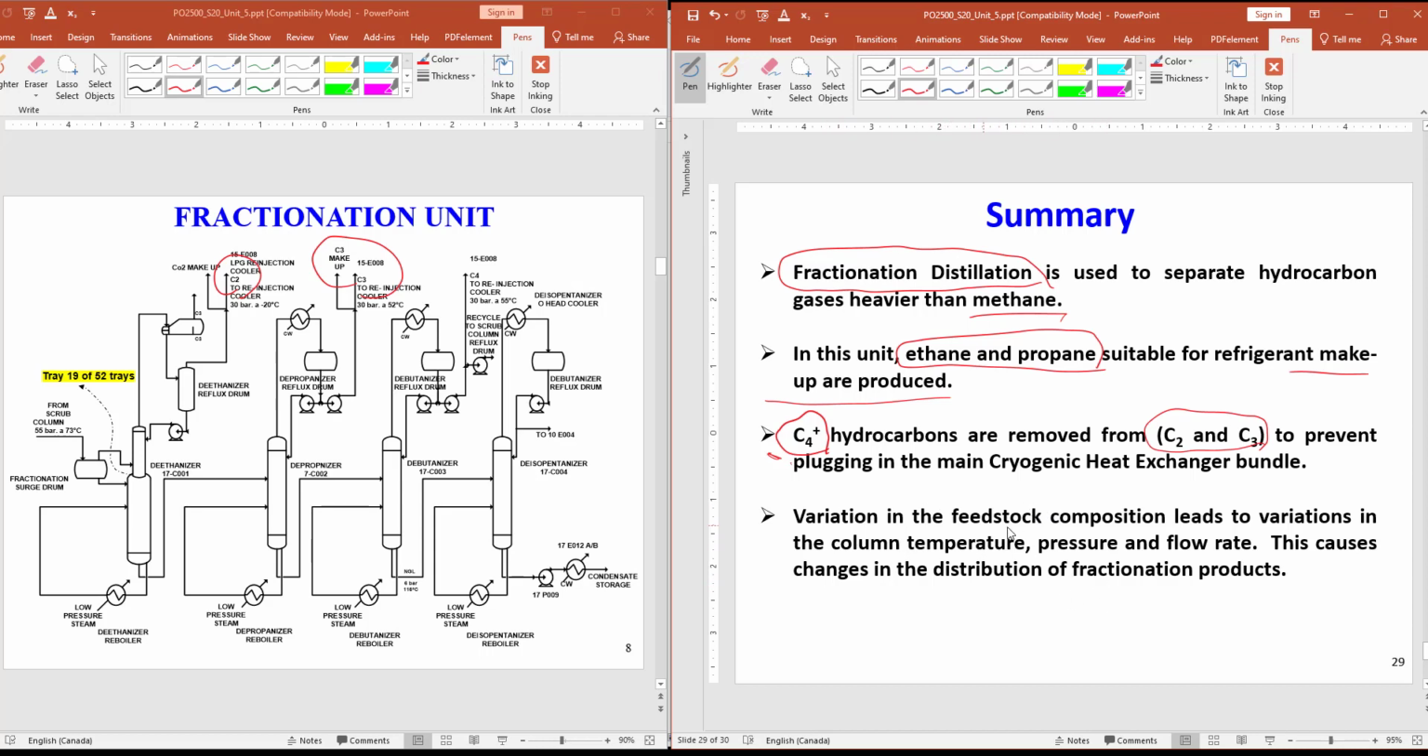And finally, if there is a variation in the feedstock, in the composition of the feed going to the fractionation unit, that will also change everything, because depending on which type of molecules we have, the operating temperature, pressure, and flow rate, for example the molar flow rate, will change. It will also disturb the process and change the products that we get in the fractionation unit at the top and at the bottom.